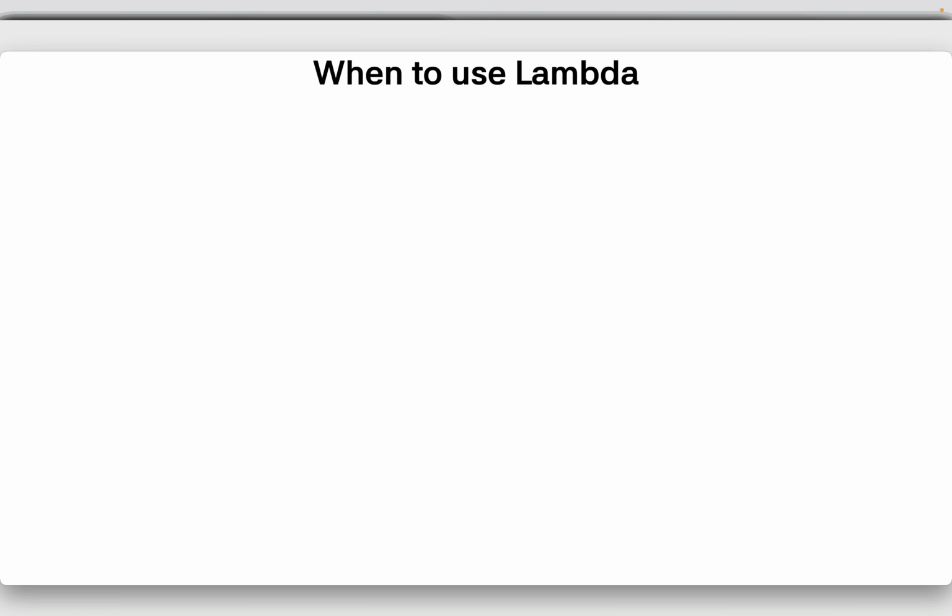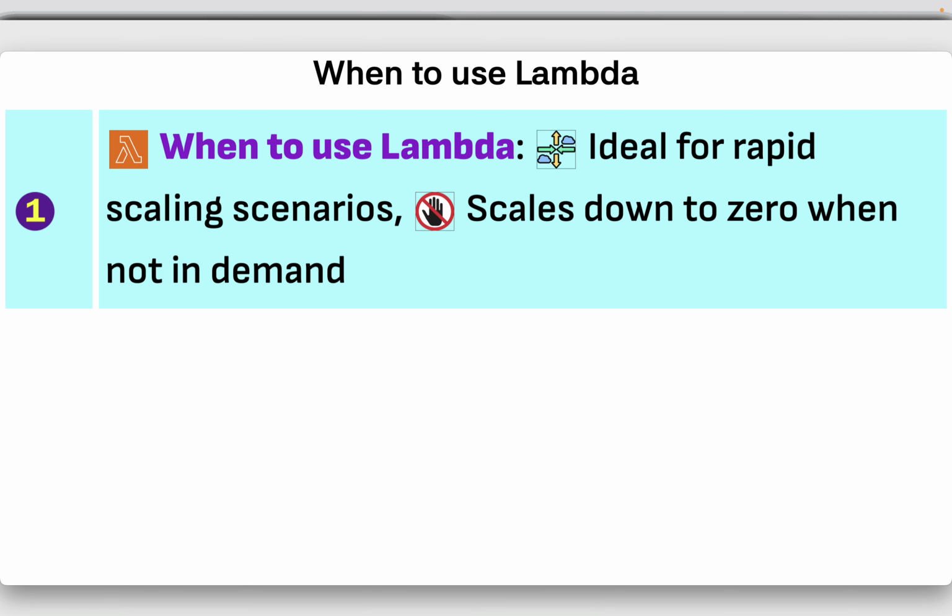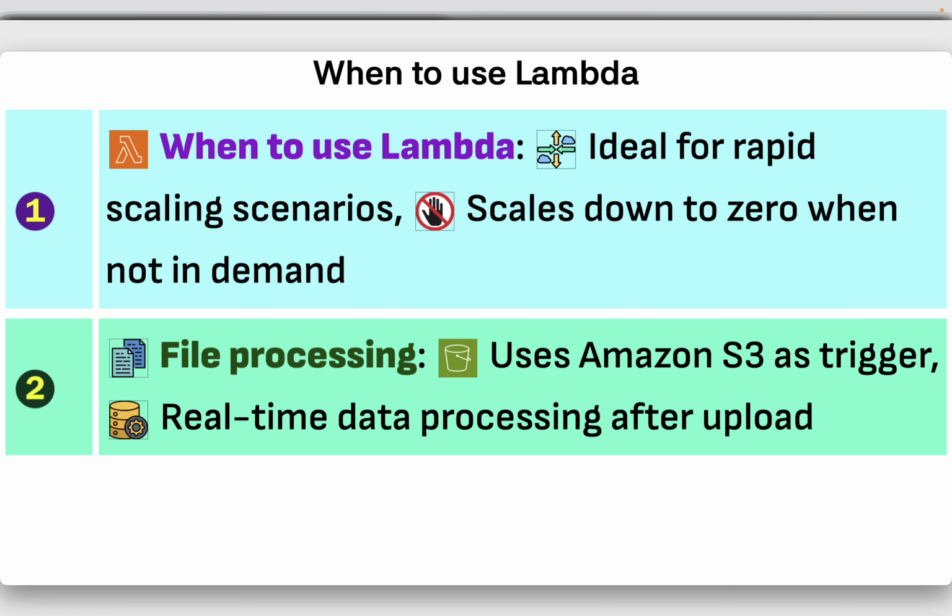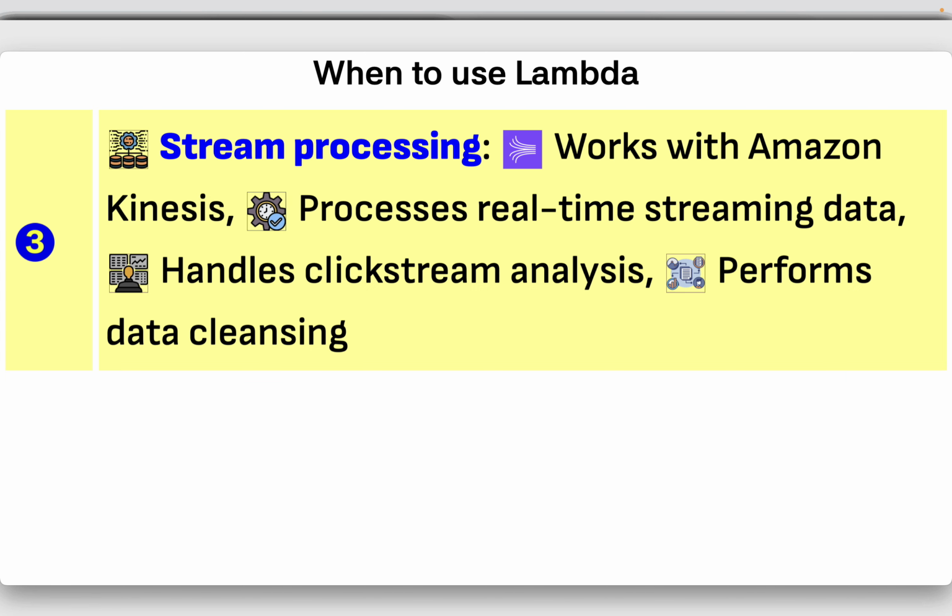So when to use Lambda? Lambda is an ideal compute service for application scenarios that need to scale up rapidly and scale down to zero when not in demand. For example, you can use Lambda for file processing. So use Amazon Simple Storage Service, S3, to trigger Lambda data processing in real time after an upload.